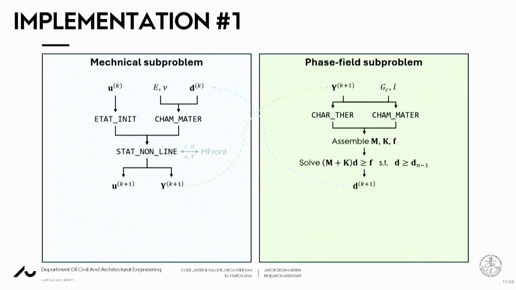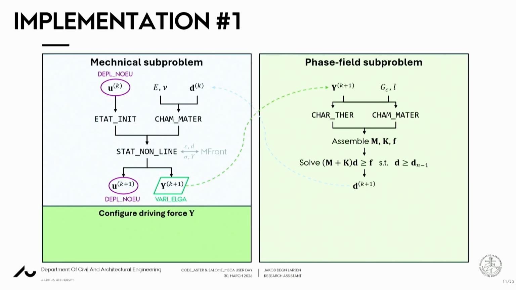So the output of the mechanical subproblem is the displacement field located at the nodes, which is fine because this is also what we need to input as an initial state. The effective driving force, on the other hand, is an internal variable field located at the element Gauss points. And this can cause a problem because we cannot input this as the material field of the phase field subproblem. So we need to configure this driving force.